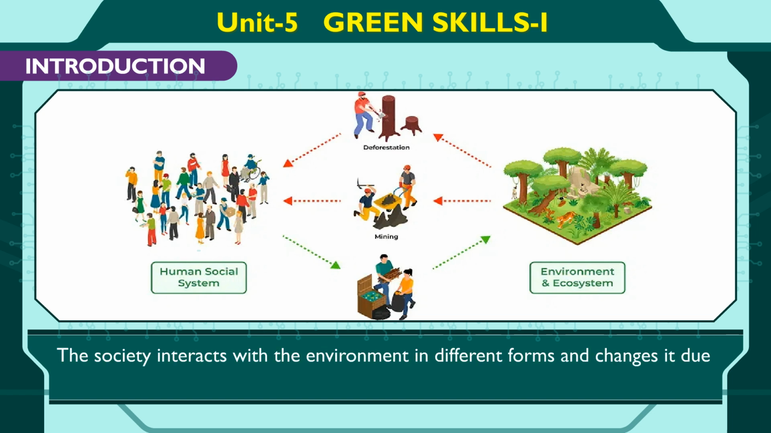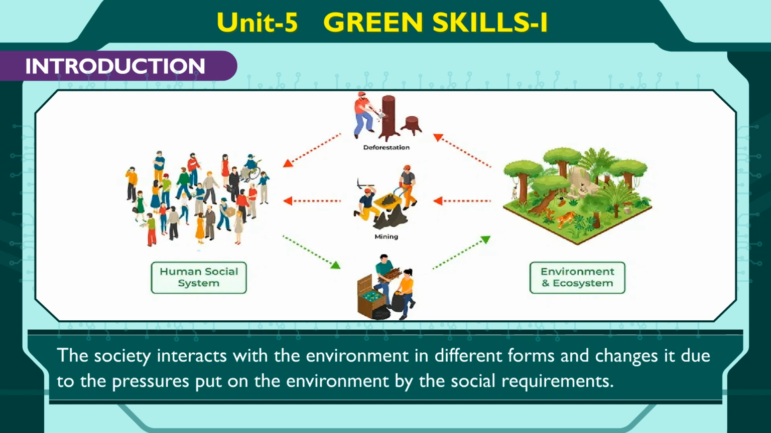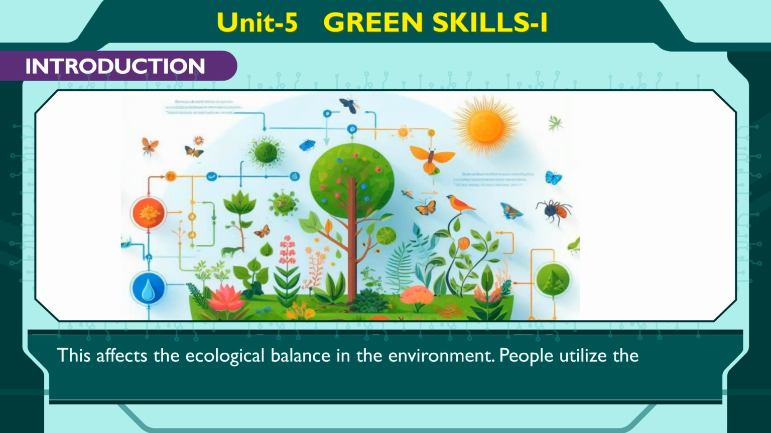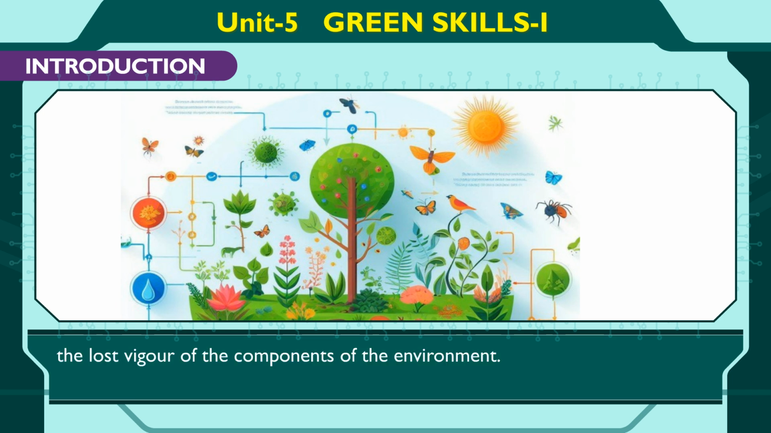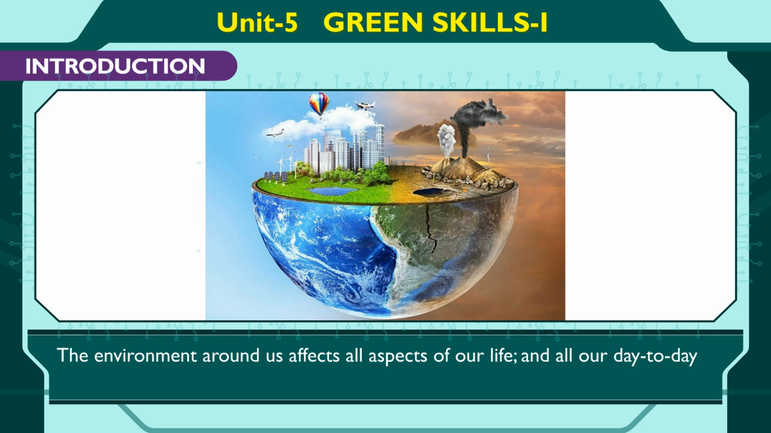The society interacts with the environment in different forms and changes it due to the pressures put on the environment by the social requirements. This affects the ecological balance in the environment. People utilize the resources, pollute them with wastes, and forget to replenish the lost vigor of the components of the environment. The environment around us affects all aspects of our life, and all our day-to-day activities also affect the environment.